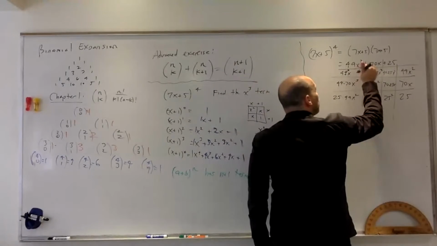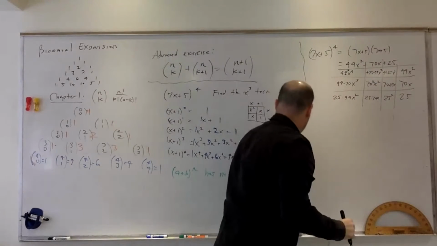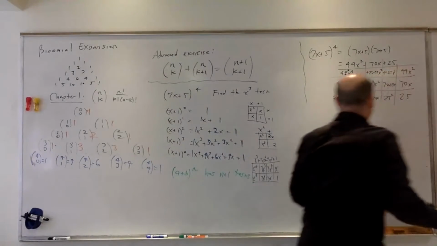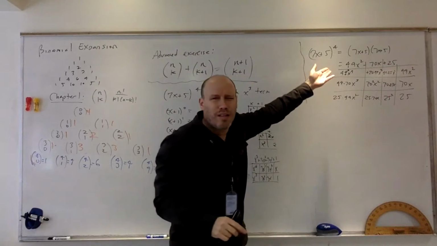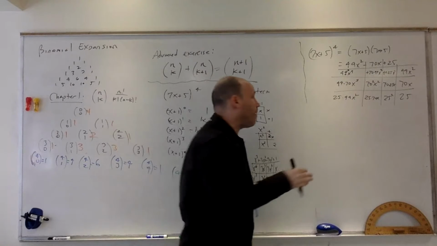Actually, I made a mistake here. This is x to the 4th. Okay, bear with me. So we have this really long polynomial. It's a mess. I mean, surely I'm not going to make you do this over and over again.